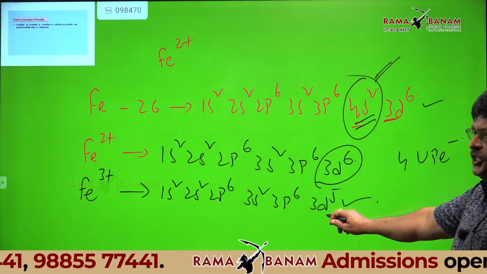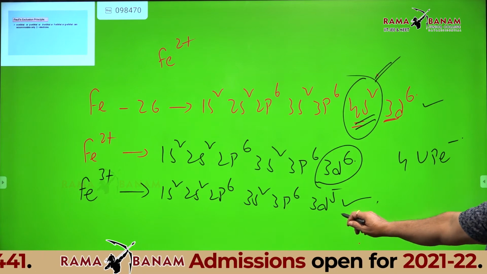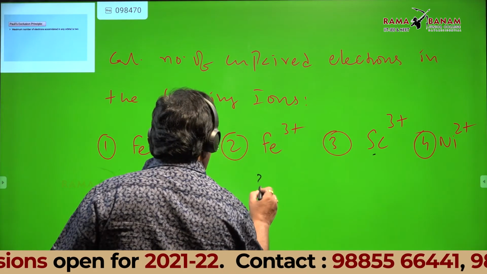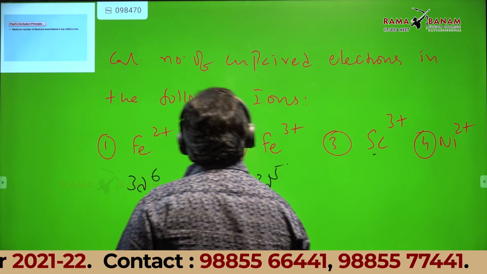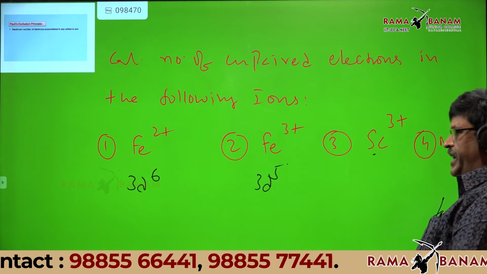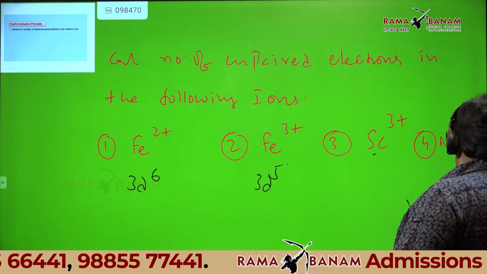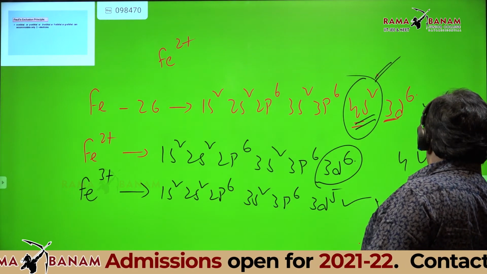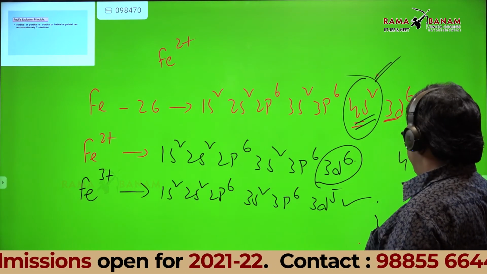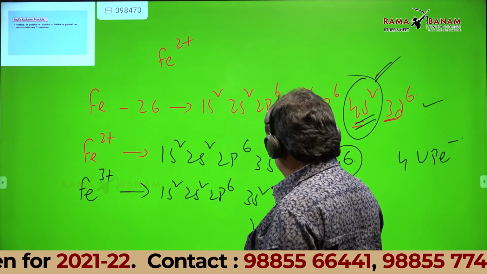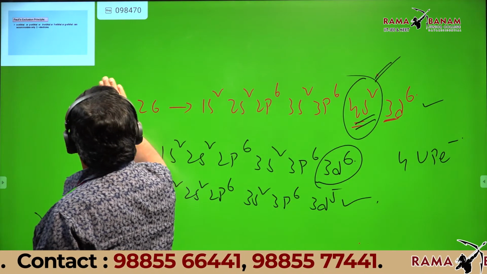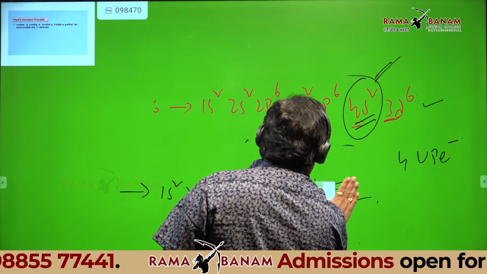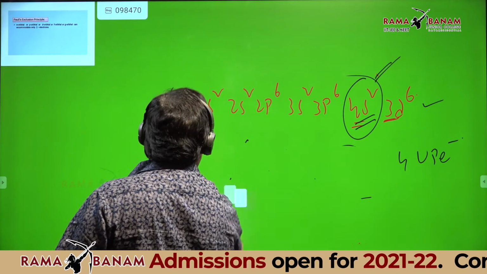Is this configuration okay for Fe3+? Then it is 3d5. Now scandium. Can anyone tell the atomic number of scandium? 21. First you all write the configuration for scandium, students, please.